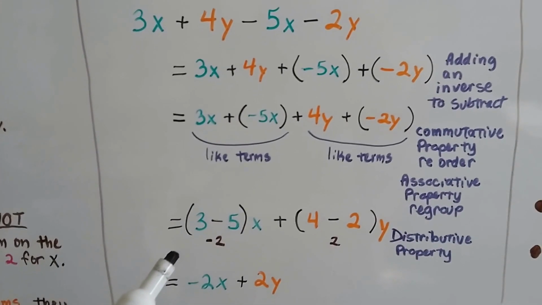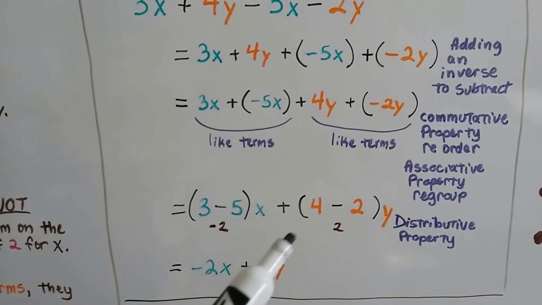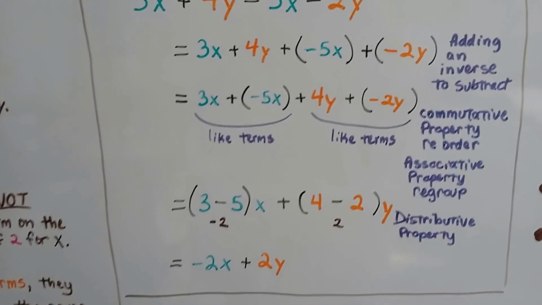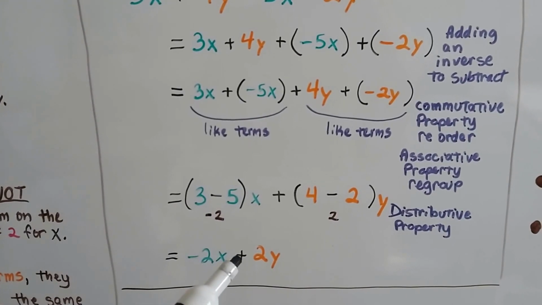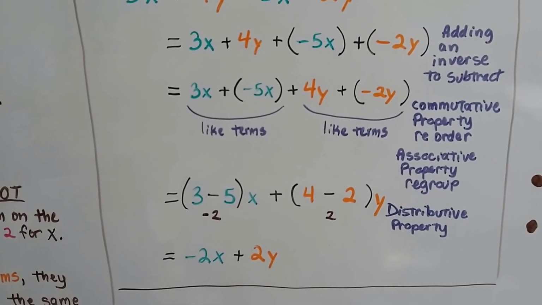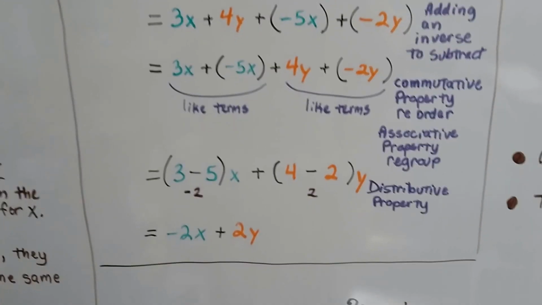In the distributive property, we get 3 minus 5 times x and 4 minus 2 times y. This is a negative 2, that's a 2. We end up with negative 2x plus 2y. See? We just put them together in their groups.